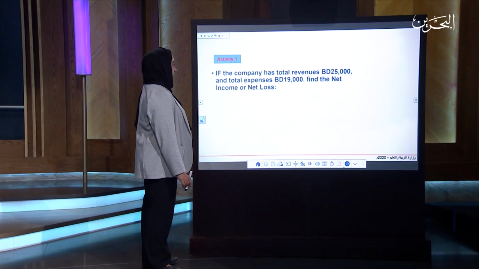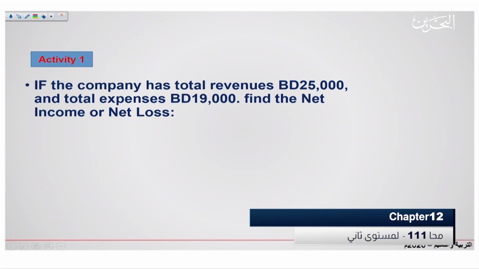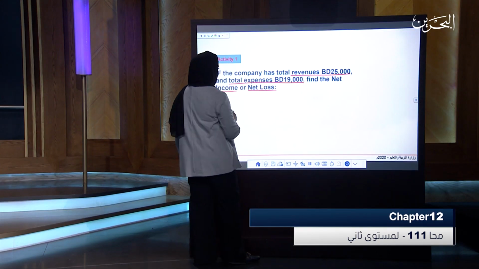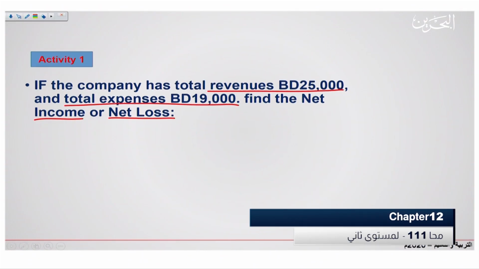Let's take an activity. First, use your calculator and write down the figures in your paper. If the company has total revenues of 25,000 BD and total expenses of 19,000 BD, now I want you to find whether it is a net income or net loss, and find me the amount of the net income or the net loss.